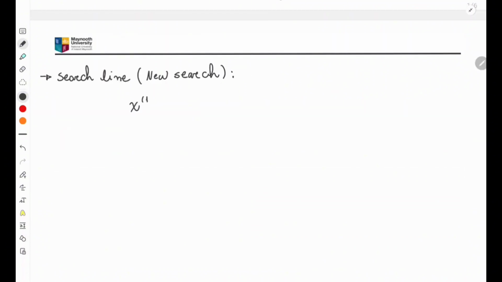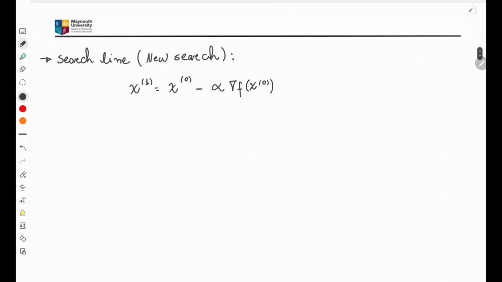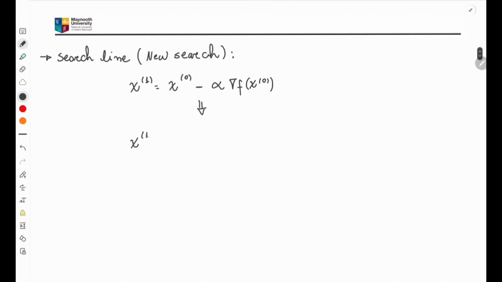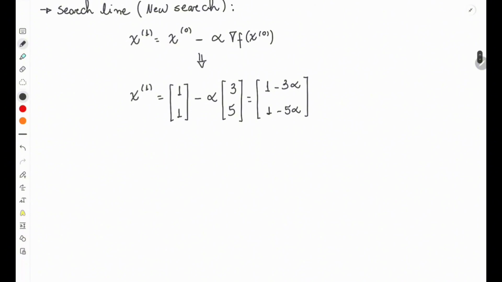So now we start our line search, given by this equation, where x1 is equal to x0 minus alpha times the gradient of f at x0. So in that case, we have the value for x1 equal to our x0, that in that case is (1, 1), and we got the equation (1 minus 3 alpha) and (1 minus 5 alpha).